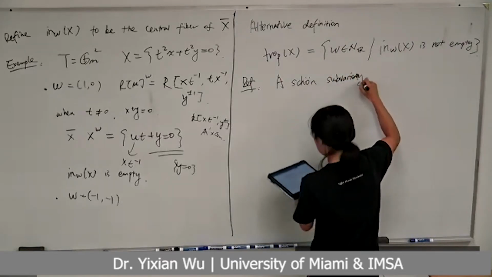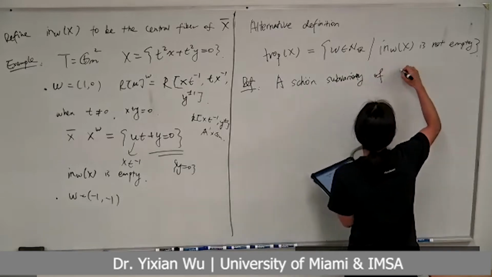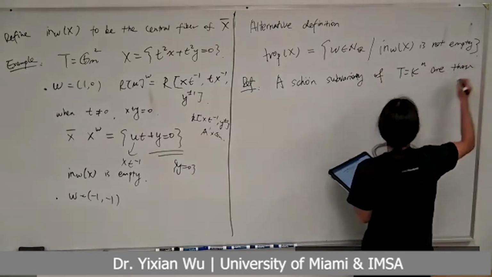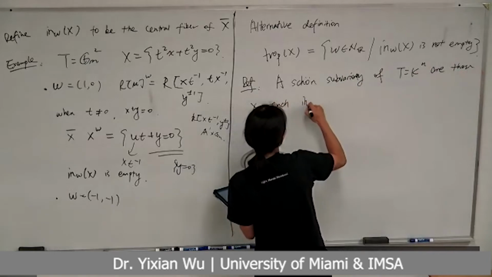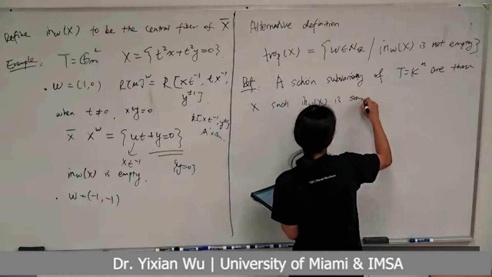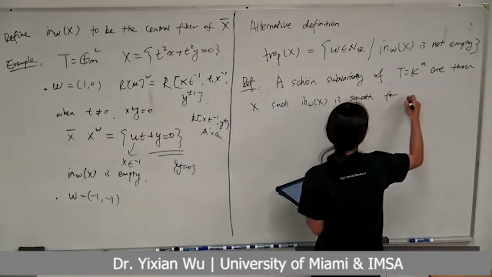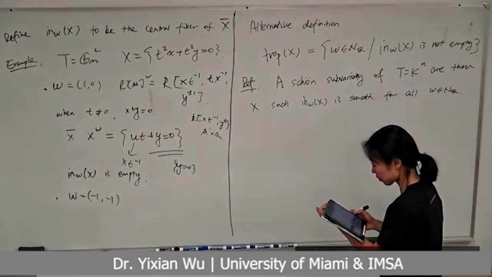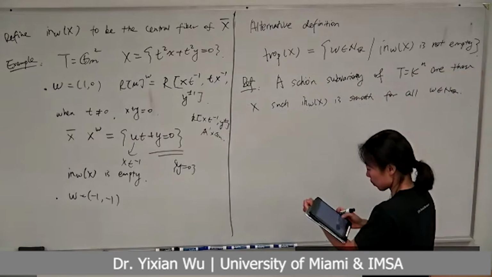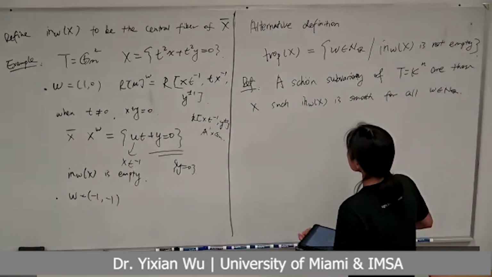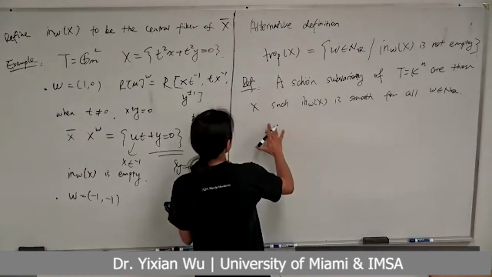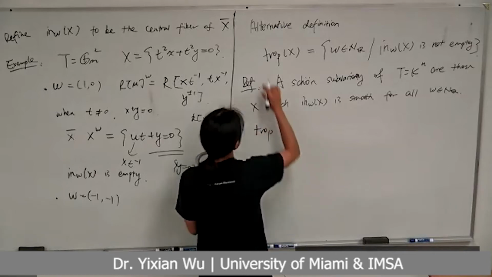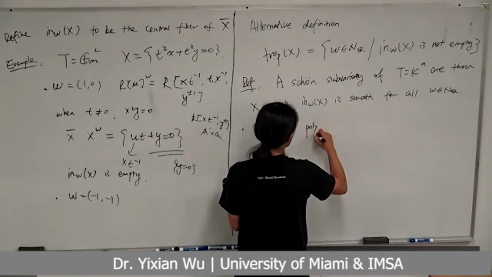A sub-variety of the torus (K*)^n is one such that its initial degeneration is smooth for all omega. The fundamental theorem of tropical geometry tells us that the tropicalization of X is a polyhedral complex.